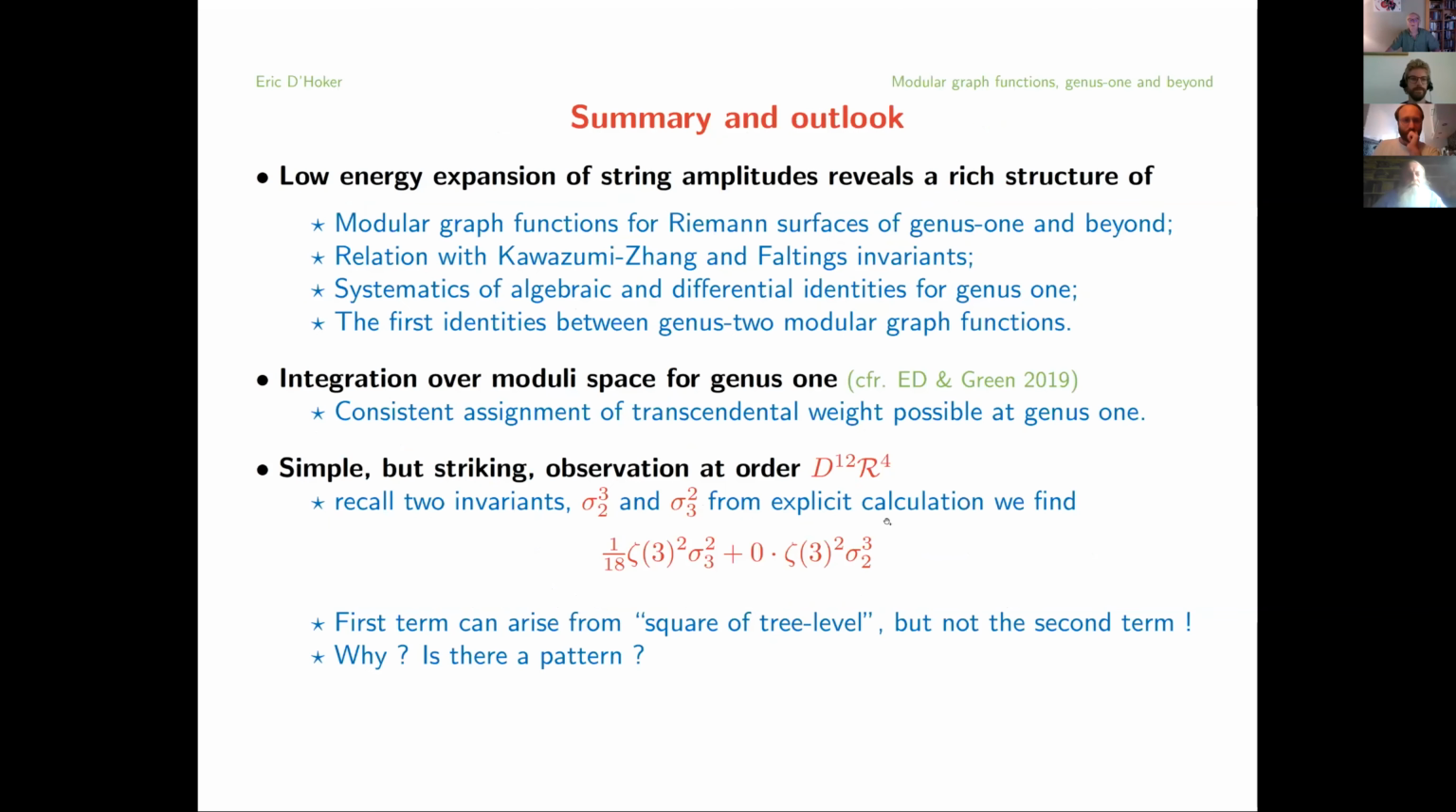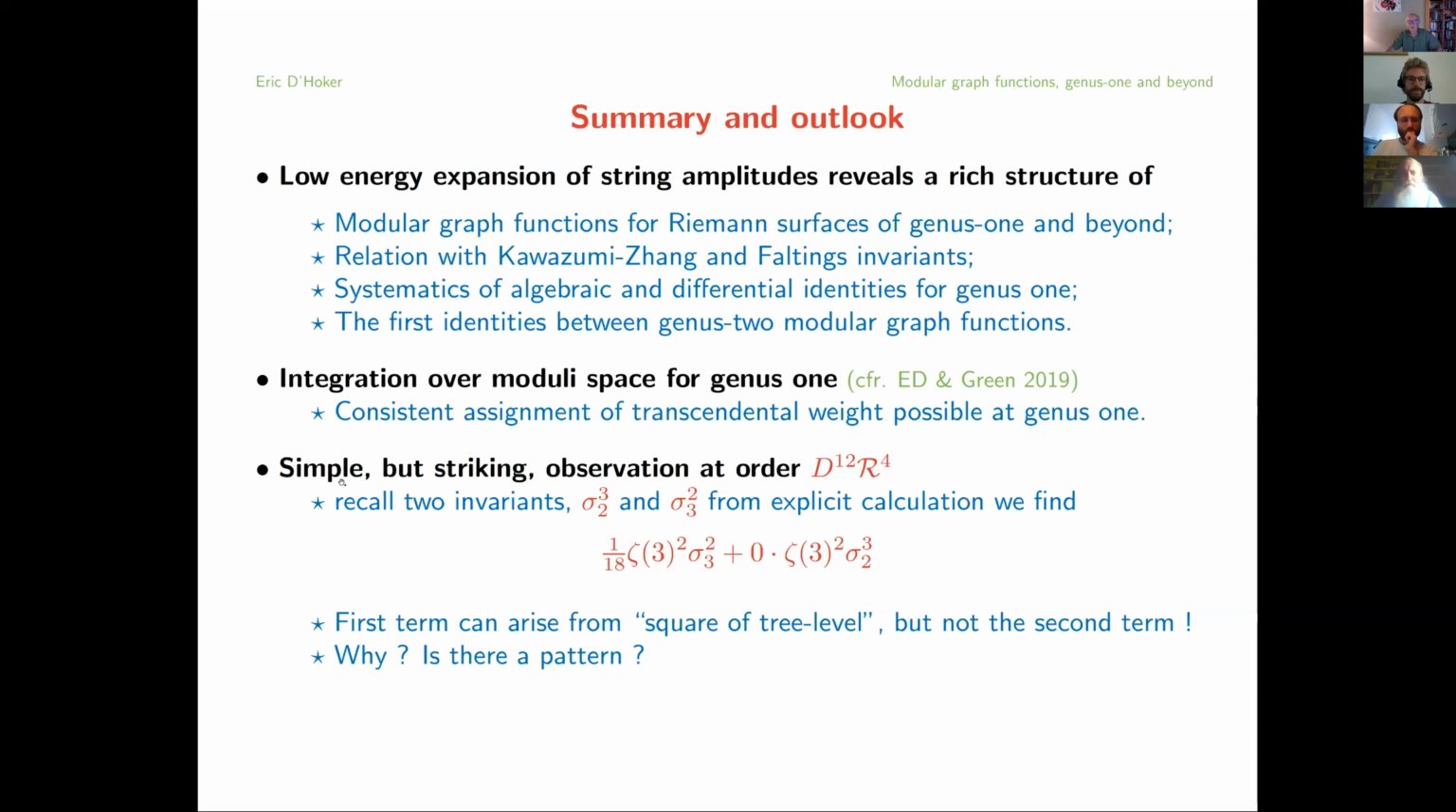So then let me conclude. The low energy expansion of string amplitudes reveals a rich structure of modular graph functions at genus 1 and beyond. Beyond, I think, is in the title of this conference. There are relations with Kawazumi, Zhang, and Faltings invariants. The systematics of the algebraic and differential identities for genus 1 are clear and well understood by now. And this is now also starting to emerge for genus 2. As I skipped over the integration over genus 1, I'll skip over this remark as well.